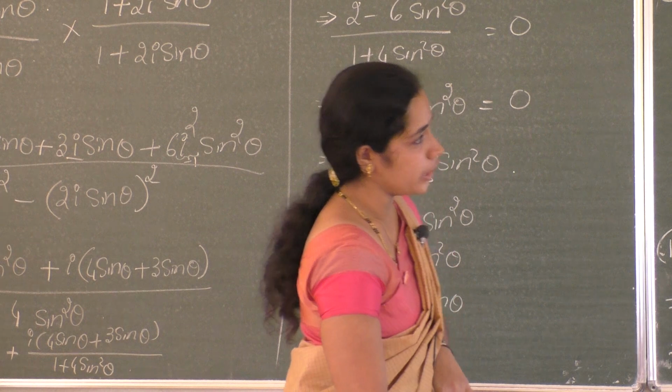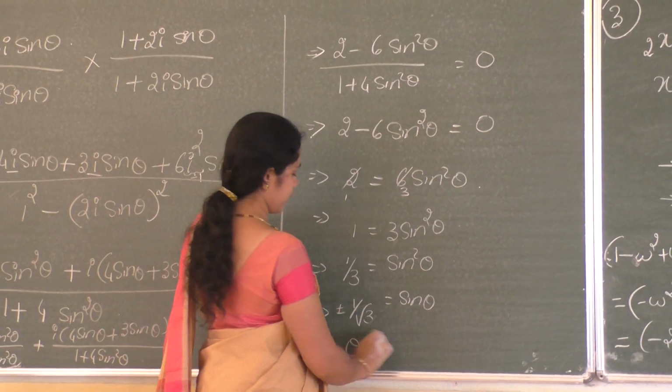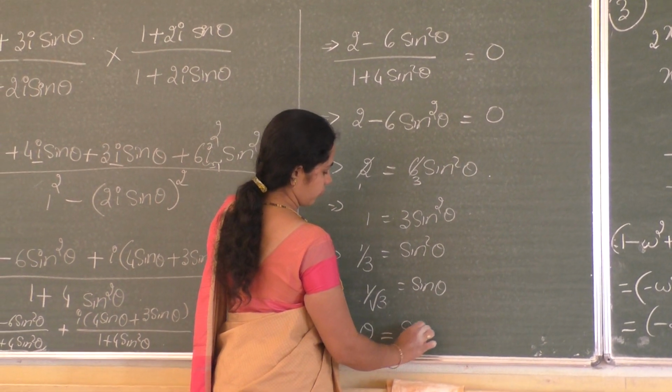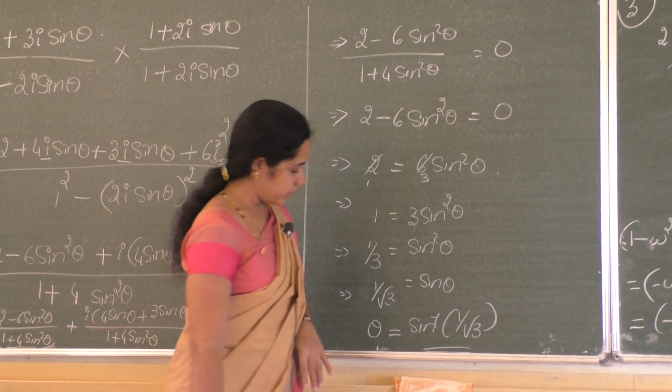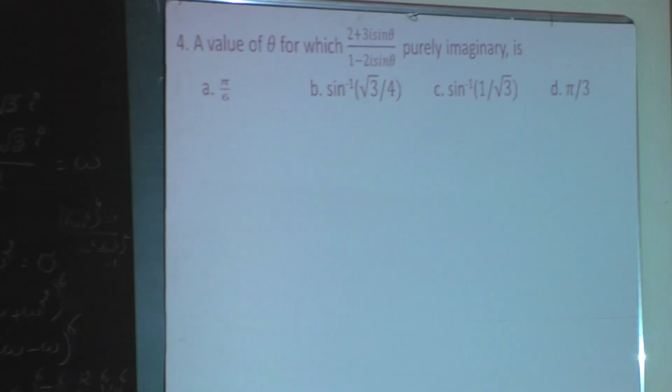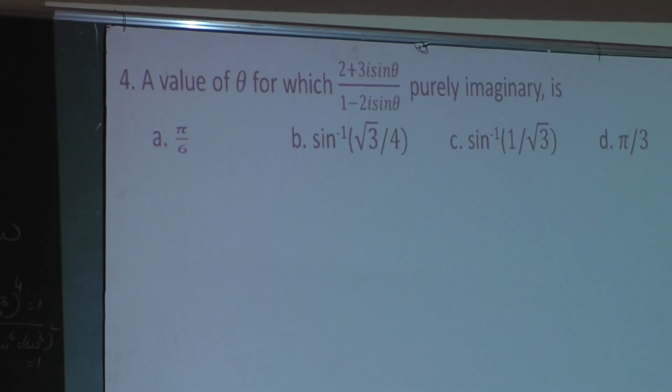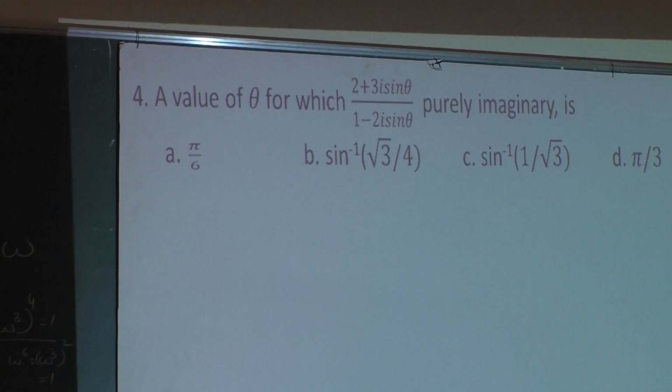Here we have only the positive value, so it can be written as sin inverse of 1 by root 3. Now the option is C. Theta value is sin inverse of 1 by root 3.